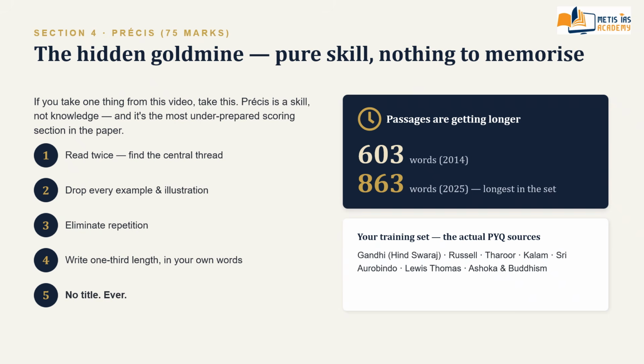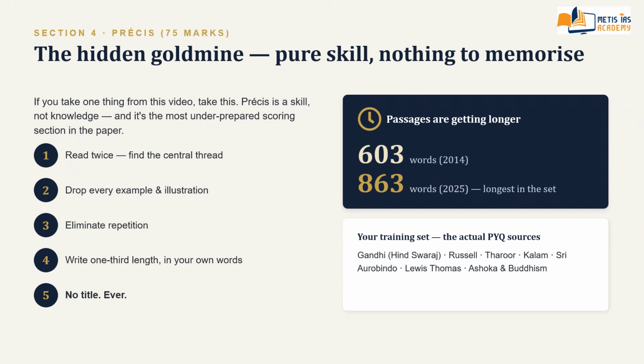No title. Master the process, and with consistent practice, candidates regularly score well into the 50s out of 75, while everyone around them panics. Three rules the papers repeat every year. Write in your own words. Do not give a title, and hit the length.